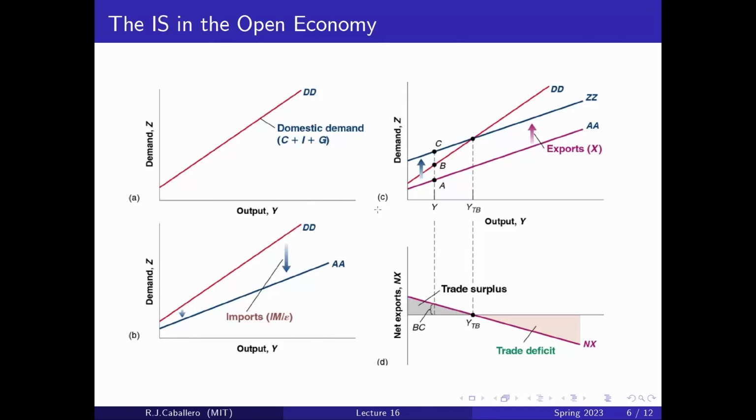Now notice that the distance between the demand for domestically produced goods and the domestic demand for goods is the net exports. So that distance between ZZ and DD is the net exports. So in this point here, for example, ZZ is higher than DD, which means that our exports are greater than our imports, and that's the reason you have a trade surplus. At this point, they're the same, and that's the reason the trade account is balanced. But over here, imports exceed exports, and that's the reason we have a trade deficit. Okay?